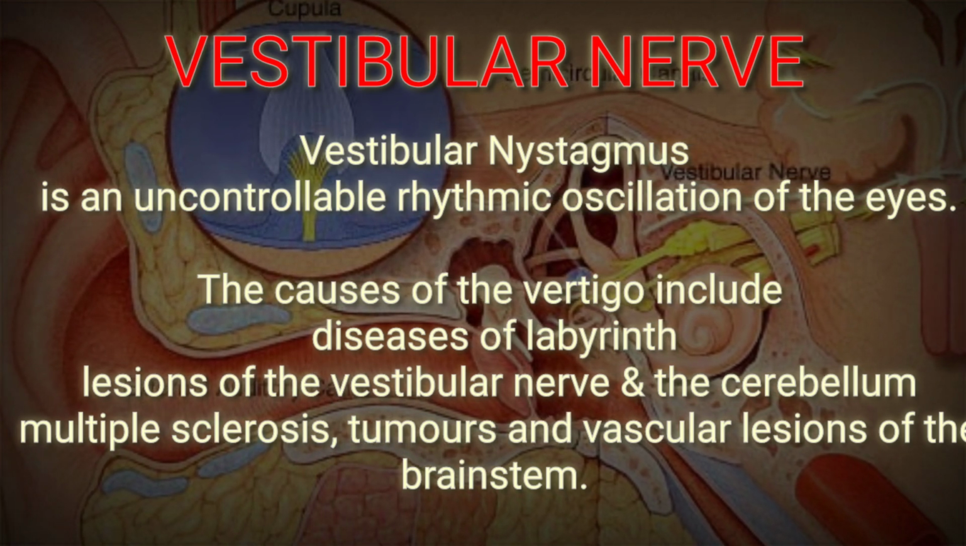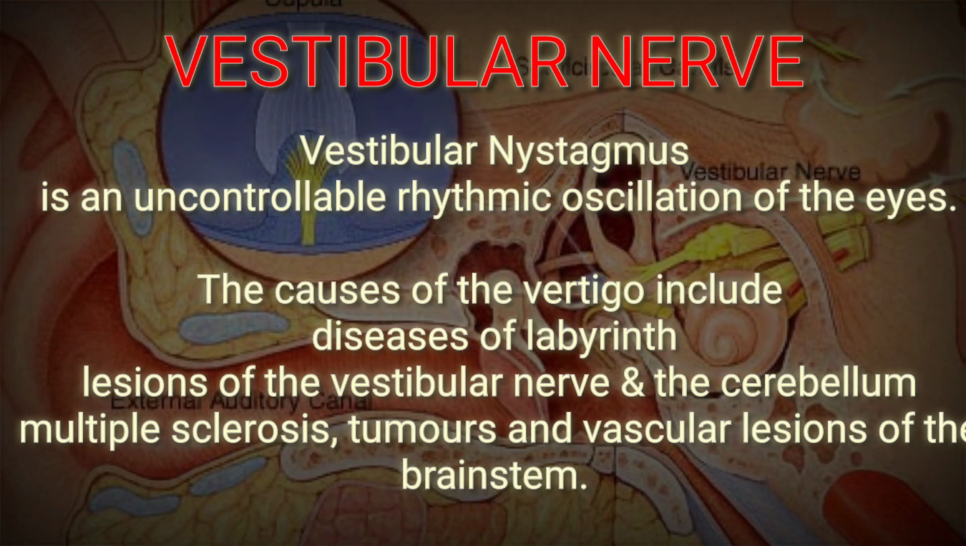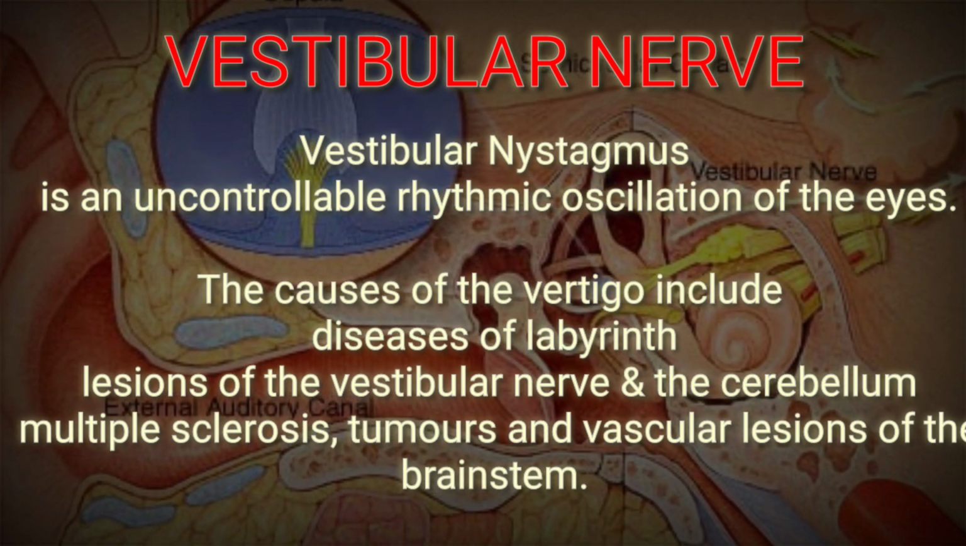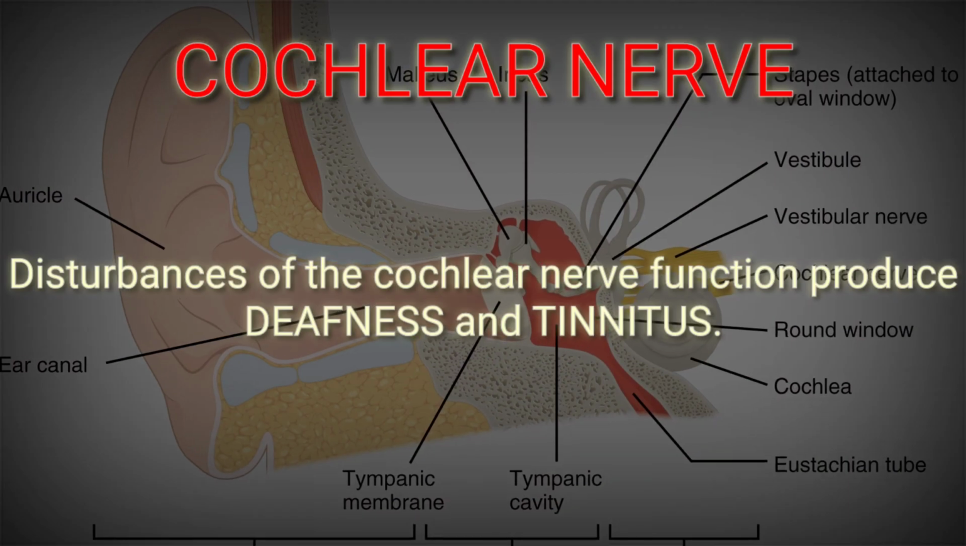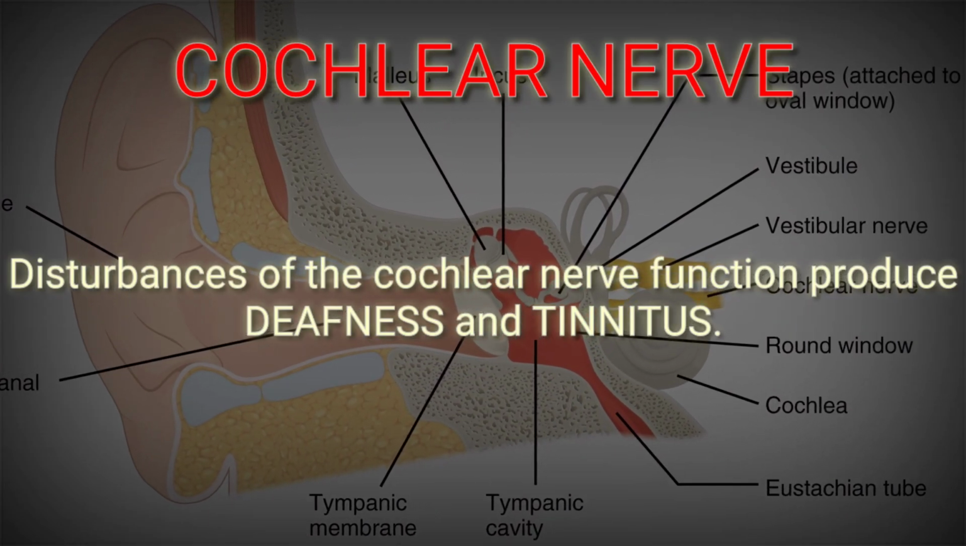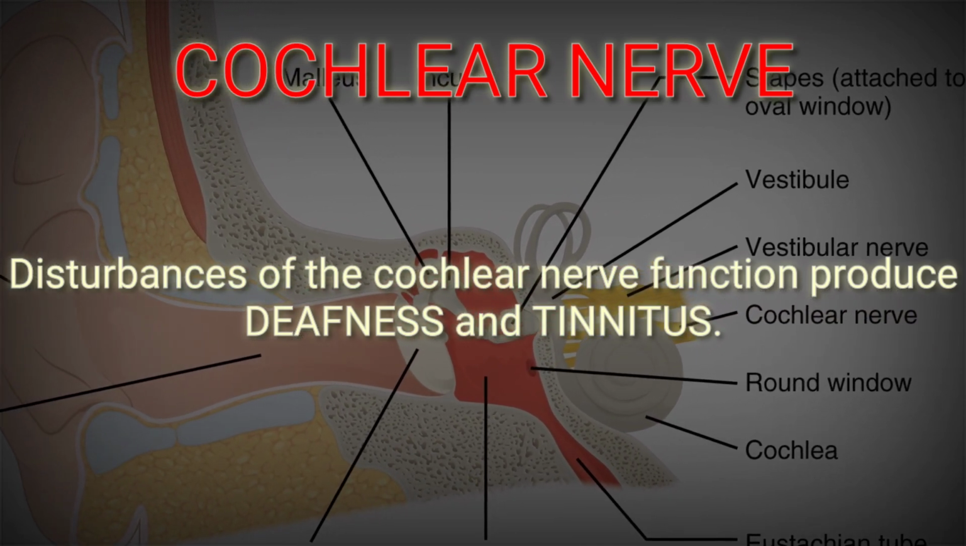The causes of the vertigo include diseases of labyrinth, lesions of the vestibular nerve and cerebellum, multiple sclerosis, tumors and vascular lesions of the brainstem. Applied anatomy of cochlear nerve. Disturbance of the cochlear nerve function produces deafness and tinnitus.